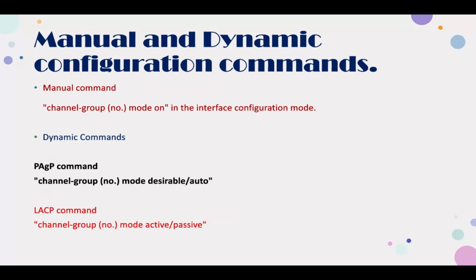While configuring dynamic EtherChannel, any one of the 2 switches' mode must be desirable or active with respect to the 2 protocols. Desirable or active desires an EtherChannel connection. Auto or passive waits for an invitation to create the EtherChannel link. If both the switches are auto or passive, then no EtherChannel link is created. Similarly, we must not combine manual and dynamic modes in the 2 switches.